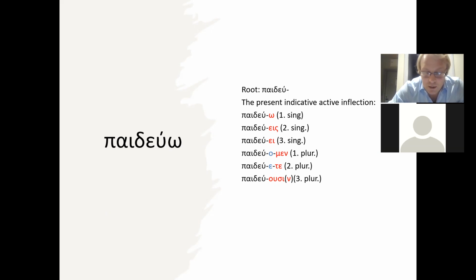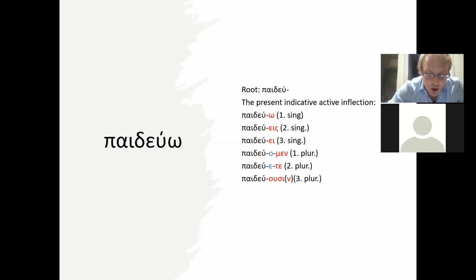It's called a thematic vowel, and its presence in the different verb forms shows that the verb in question is thematic. There are also so-called athematic verbs, but these we will acquaint ourselves with first by the end of the course.